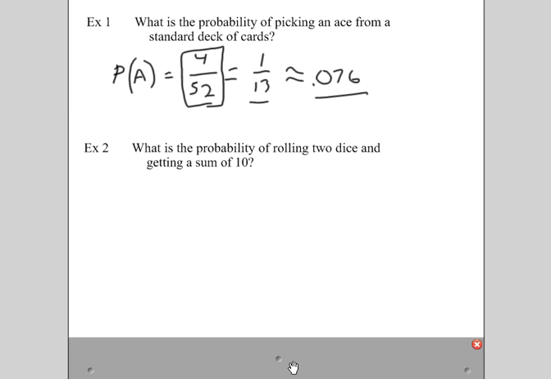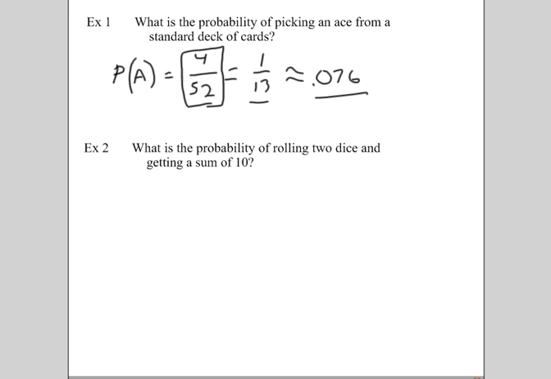Now, let's get a second example here. This one's going to take a little bit more work. So what's the probability of rolling 2 dice and getting a sum of 10? Now, what makes this one difficult is this idea that we're rolling 2 dice. If you're just rolling 1 die, these problems are relatively easy. With 2 dice, it's a little bit more complex. So here's one way you could do this.